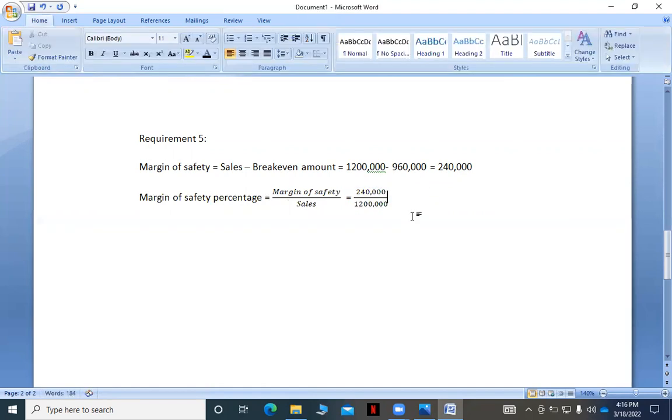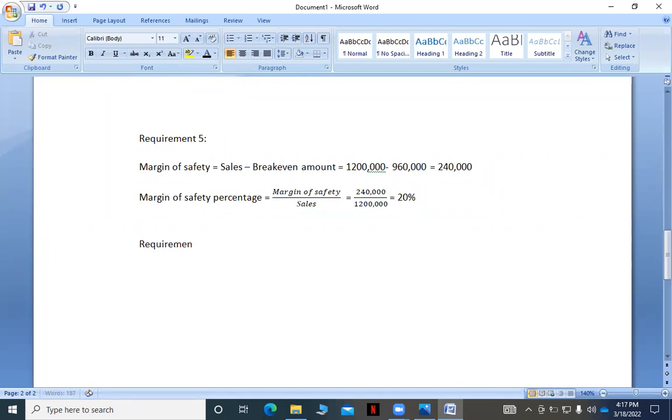So here in this math, our margin of safety of 2,40,000 and fixed expense of 2,40,000 are the same amount, but it is not necessarily the case that the fixed cost amount and margin of safety will be equal. It is not like that. Accidentally, it remains the same. So what is the percentage here? Margin of safety percentage is 20%. Okay, so that's requirement number 5.